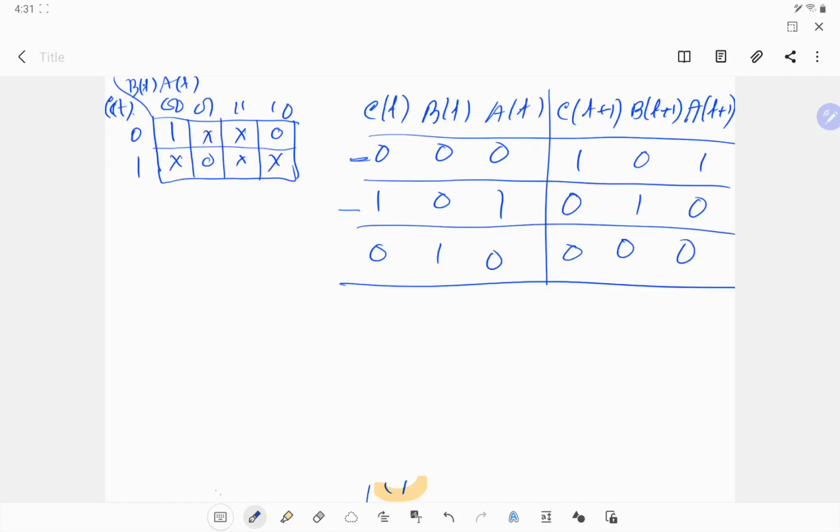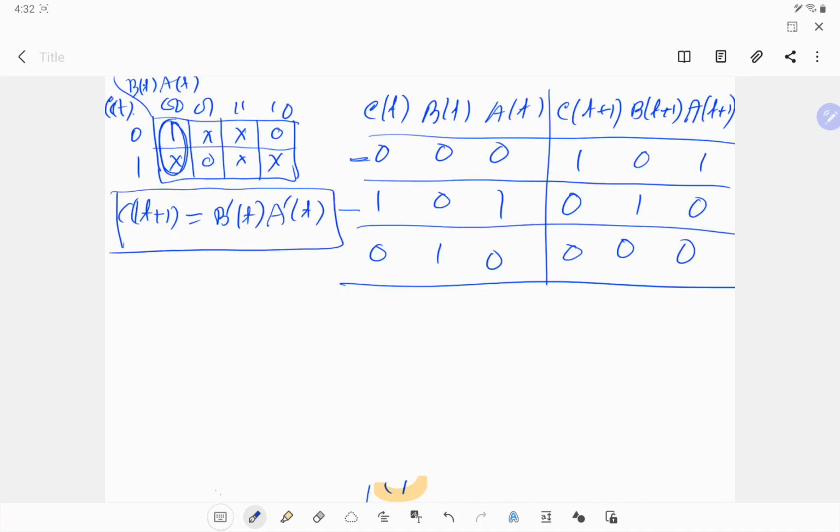So what can we do? We can consider this pair, or that pair, it doesn't matter actually. This pair will give us C t plus 1 equals B prime t times A prime t. Okay, so we got the first equation. And for the second equation, we need another K-map.